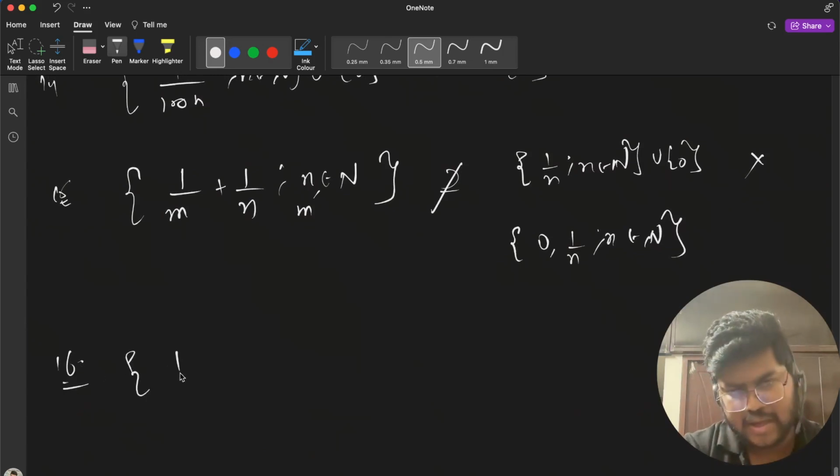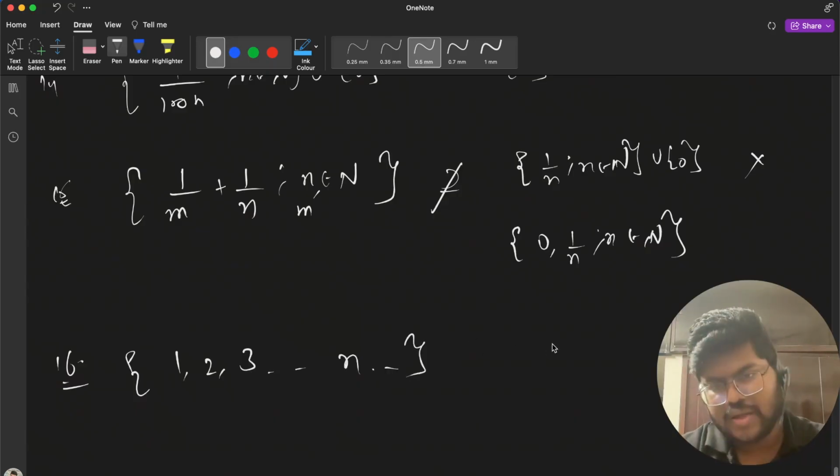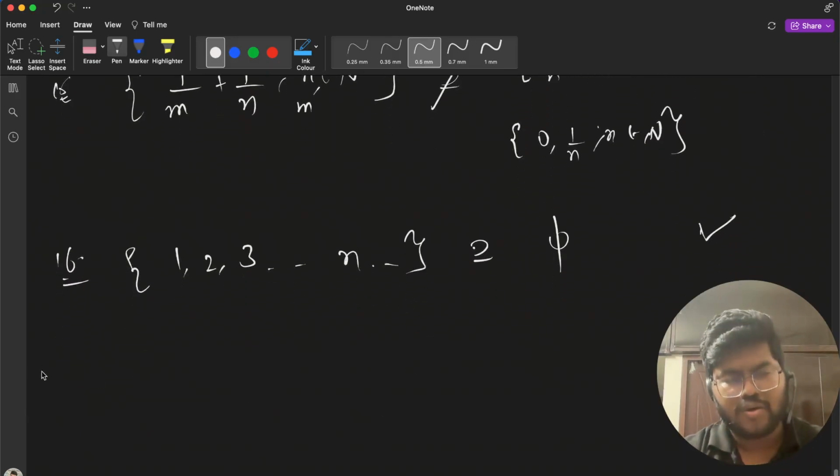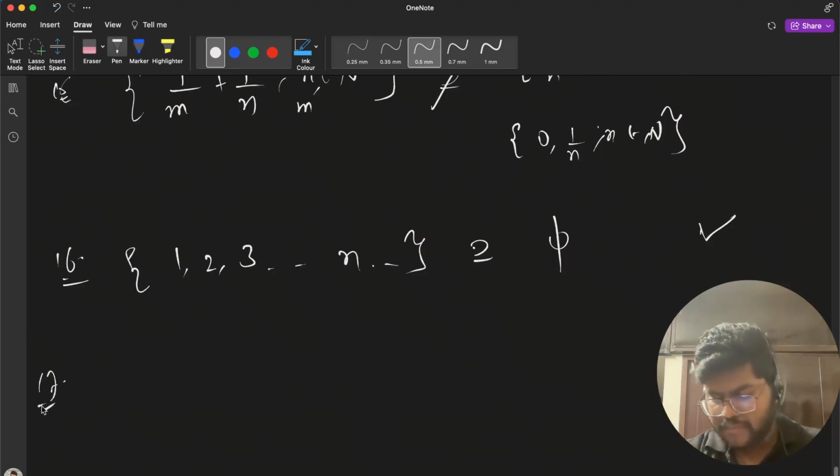Now if I take 1, 2, 3 up to n and so on, then this is an infinite set. Again, an infinite set doesn't imply that it has a limit point, so the set of limit points is phi, and it is a closed set, right? In a similar pattern you can study many more examples, right?